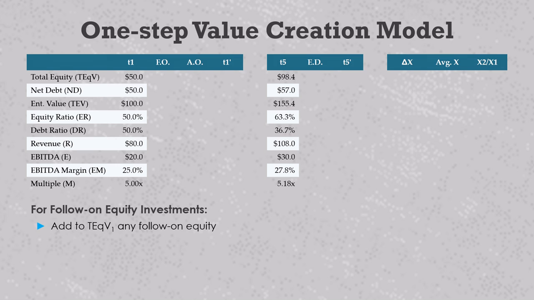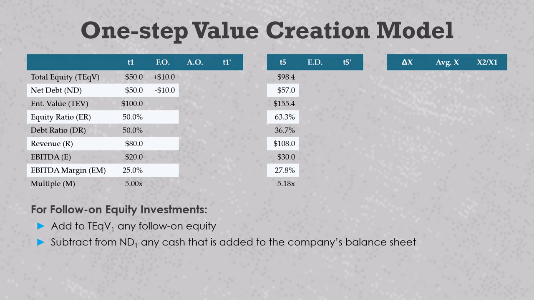For a follow-on equity investment, the rules are add to Tech V1 any follow-on equity, subtract from ND1 any equity that goes to the company's balance sheet. So for the 10 million support investment, the adjustments are as follows.